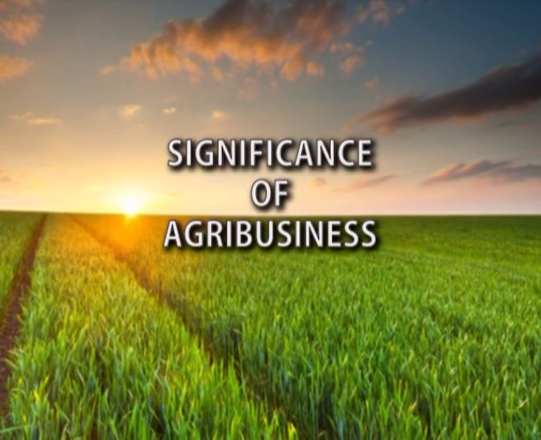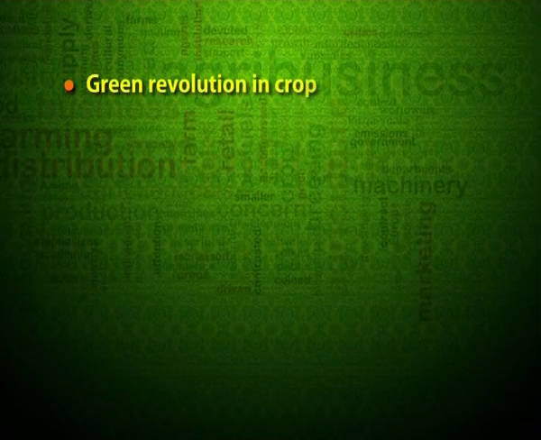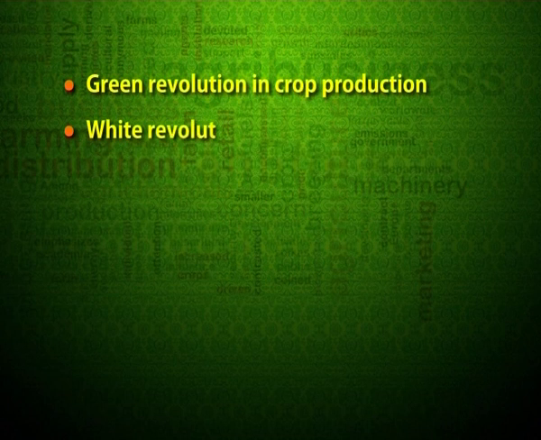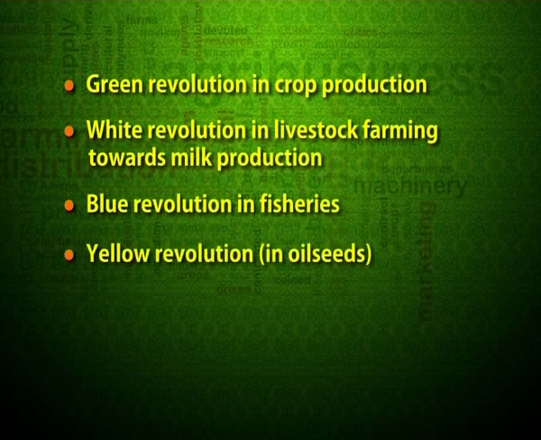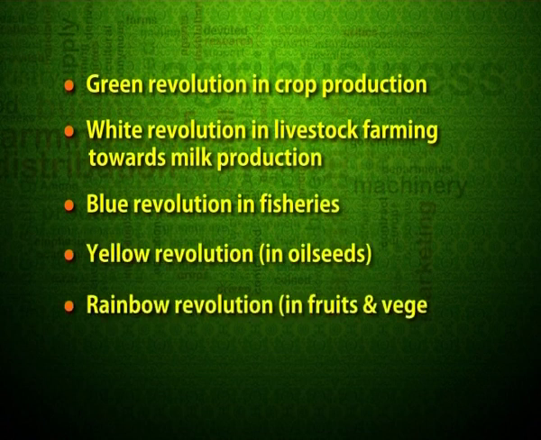Significance of agribusiness. Agriculture in the last 4 or 5 decades has undergone a phenomenal transformation from a traditional entity to commercial entity. The advent of green revolution in crop production, white revolution in livestock farming towards milk production, blue revolution in fisheries, yellow revolution, and lastly rainbow revolution, which aims at availability and consumption of fruits and vegetables, has lifted agriculture to a giant sector.